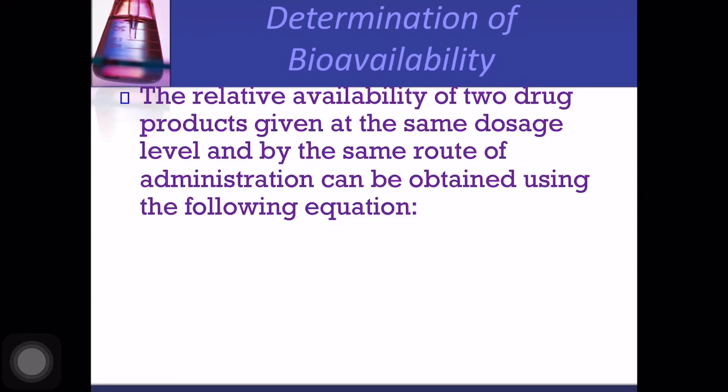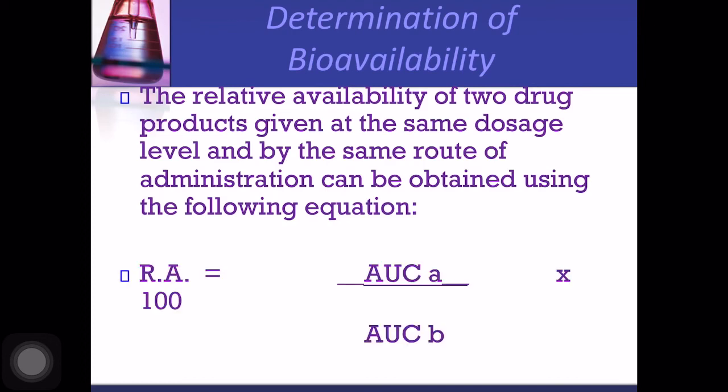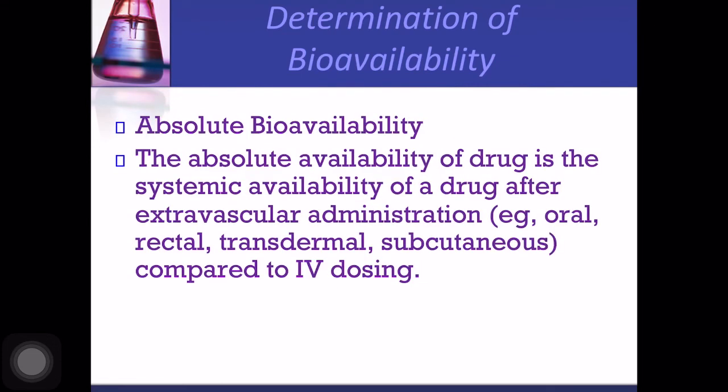So, hindi niya pinapakita dyan, pero it's very simple. You just divide your AUCA over your AUCB. Your AUCA, that is your area under curve. Okay, ayan na. That's the area under curve for your drug that you're going to test, and then your AUCB, that's the AUC of the standard drug.